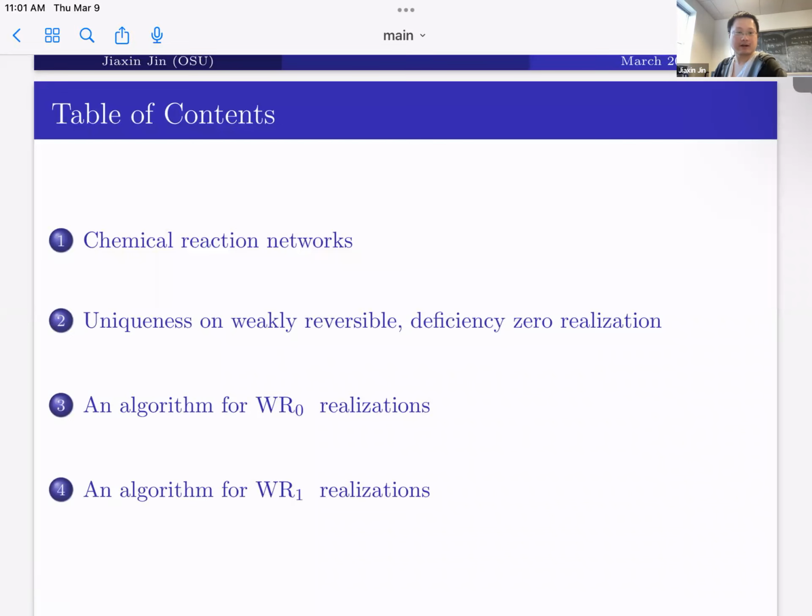Today's talk, I will separate into 4 parts. First, we will quickly go through chemical reaction networks. Then we will talk about the uniqueness of weakly reversible and deficiency zero realizations. Here, WR0 means weakly reversible and deficiency zero, while WR1 means weakly reversible and deficiency 1. So in the third and fourth parts, I will talk about algorithms for WR0 and WR1 realizations. Okay, let's go.